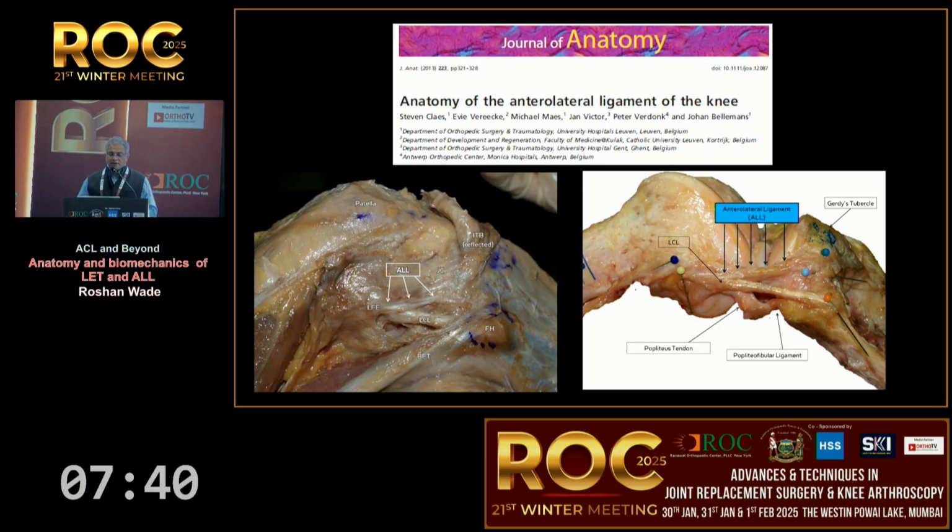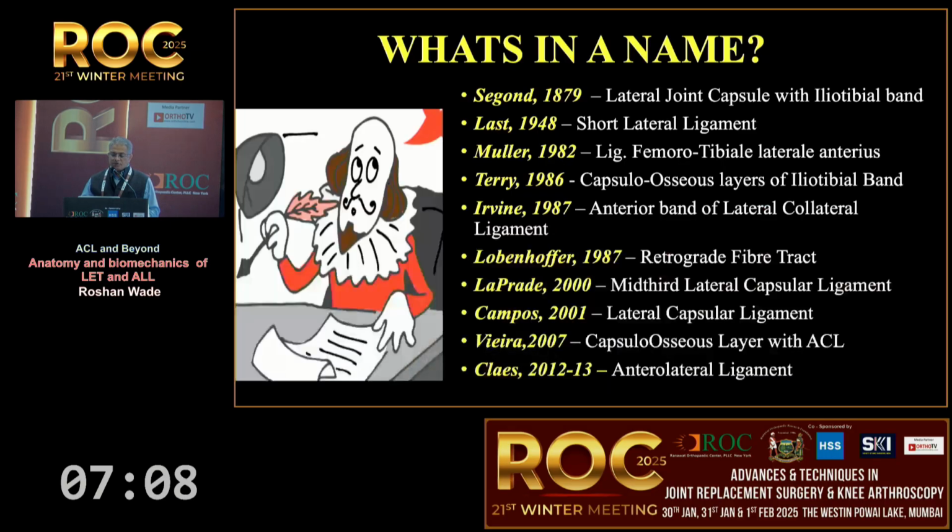Stephen Claes has described this as an anterolateral ligament, the ligament which starts midway between the Gerdy's tubercle and the fibula head, as you can see on this picture, and then it goes above the lateral collateral ligament, proximal and distal to the lateral collateral attachment. So it's a slightly superficial ligament which goes superficial to the lateral collateral ligament, as described by Stephen Claes, and this ligament is the reason, as per his paper, that leads to a pivot shift instability.